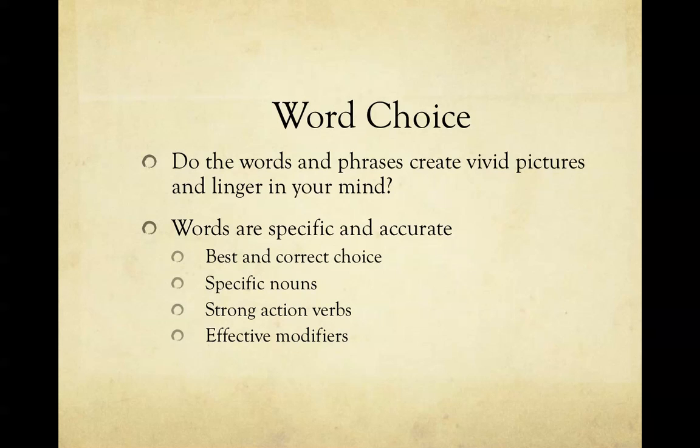Words are specific and accurate in good word choice. In other words, your words, they're kind of like spices to really make the paper taste good when you read it, although you're not actually eating your paper. Your eyes are eating it though, so think of it that way. And anyway, your words need to be specific and accurate. As I said, you should have the best and correct choice.